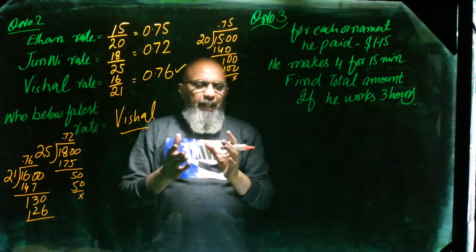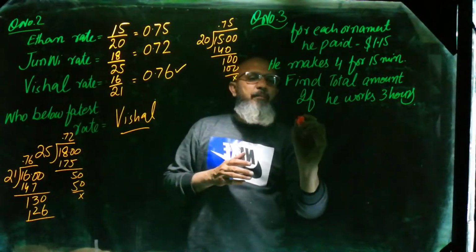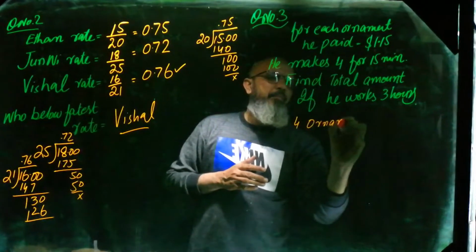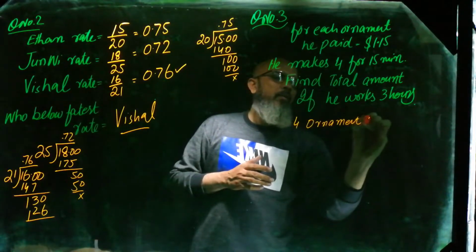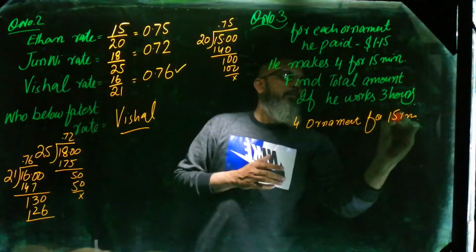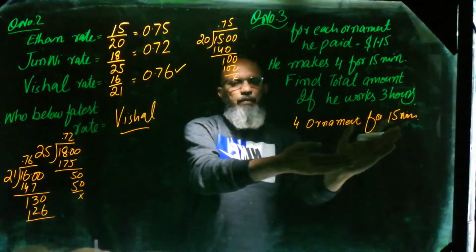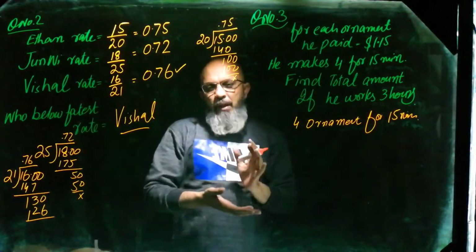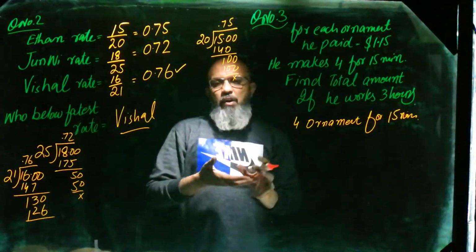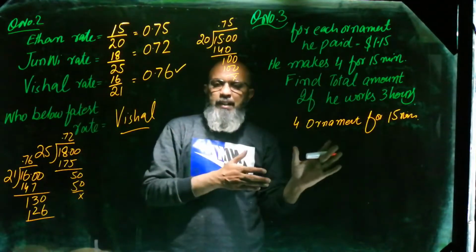Now, what is his rate? His rate is 4 ornaments for 15 minutes. So we have to find for 3 hours. So first we will convert this 15 minutes into hours, means how many ornaments he made in 1 hour. How many 15 minutes are in 1 hour? That is 4. 15 4s are 60 minutes.